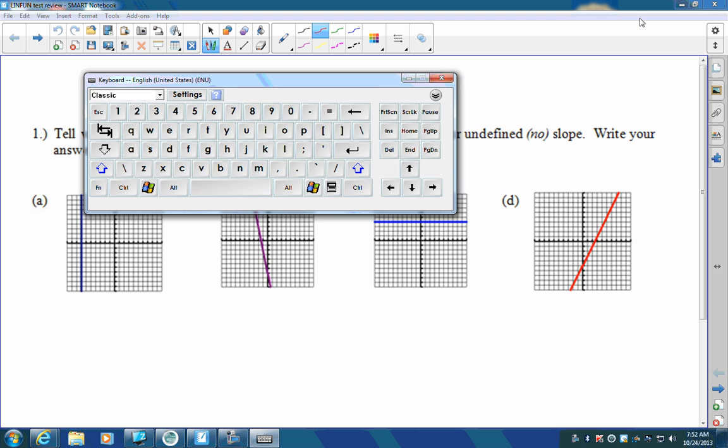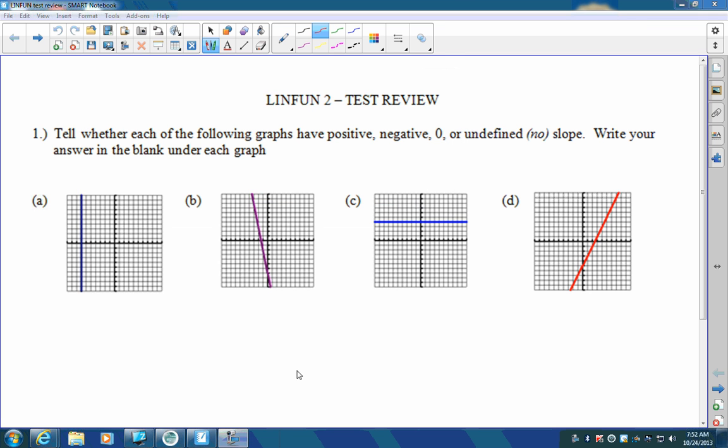Letter A is a vertical line. It's vertical. And the slope is undefined. Anytime it is a vertical line that goes up and down, it is undefined.